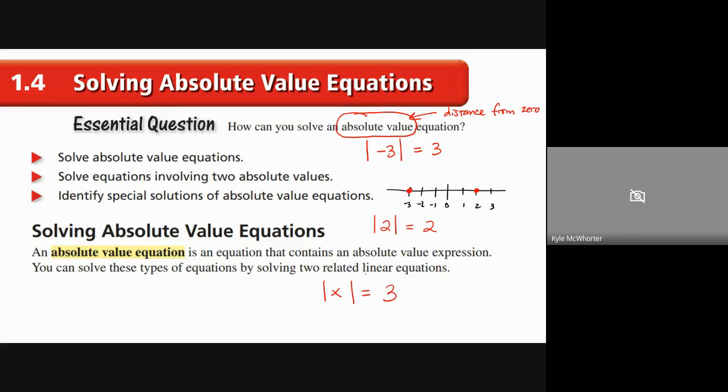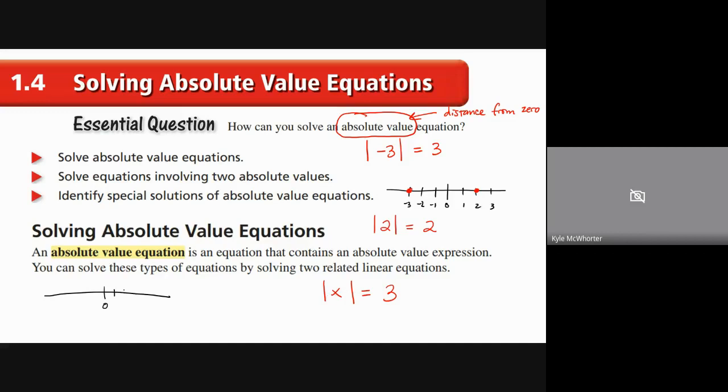And let's think about what this equation is really asking us. Absolute value means distance away from zero, right? X means there's a number, we don't know what it is yet. So absolute value of x means there's a number or numbers whose distance away from zero is equal to 3. We can figure that out without really doing calculations. Absolute value means distance away from zero, so there's some number whose distance away from zero is 3.